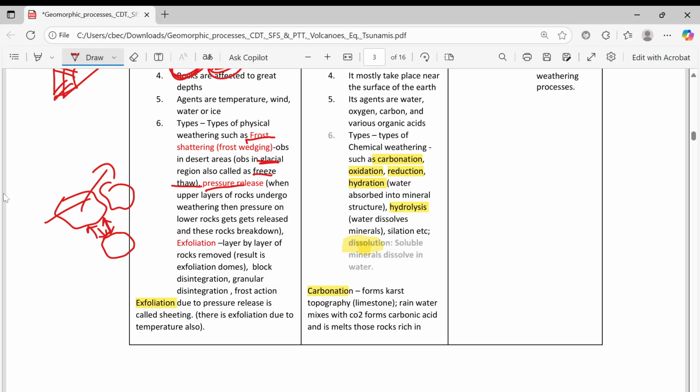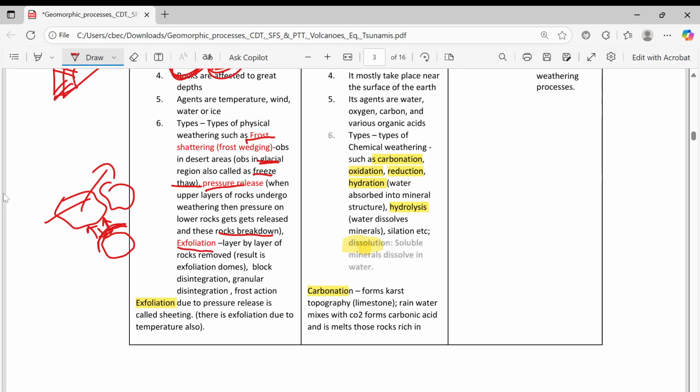Okay. Now what will happen? This rock will expand now. In the process, it will break. That is what pressure release is. When upper layers of rocks undergo weathering, then pressure on lower rocks gets released and these rocks break down. That is pressure release.